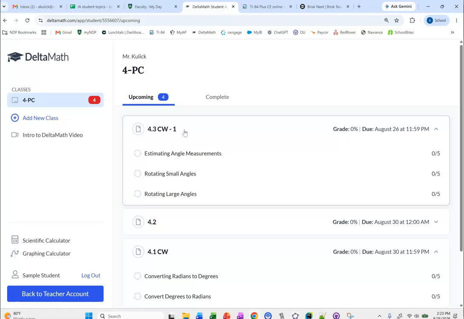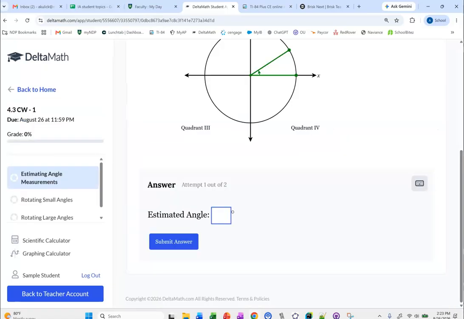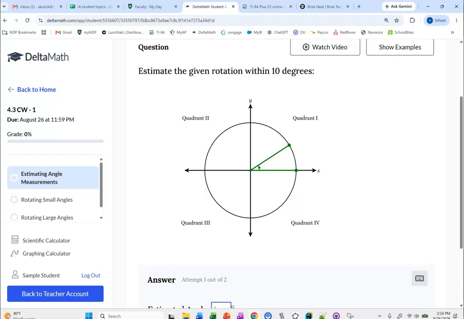All right, before you guys dive into this, I want to walk through how you use the Delta Math to answer these questions. So I just want to look at these real quick. This problem says estimate the given angle of rotation within 10 degrees. So I look at this. Okay, it's in the first quadrant, so I know it's between 0 and 90. Everybody agree? Okay. I look at where it's at.